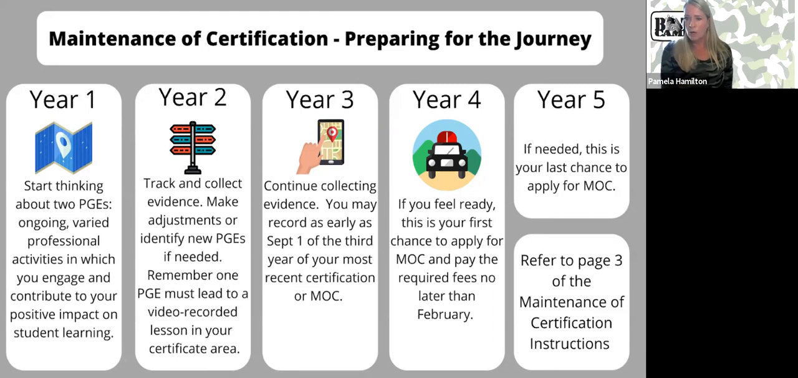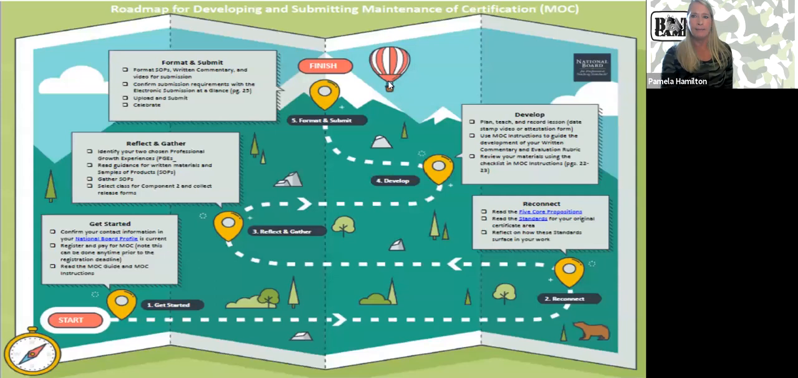And then year 4, you're ready to get started, pay your fees and get moving. And then year 5, this is your last chance. All of these are on page number 3 in the maintenance of certificate document. This is the same information, but laid out more as a roadmap. Here's your starting point. You're going to get started. You're going to look at that MOC document. You're going to read your standards and update your profile.